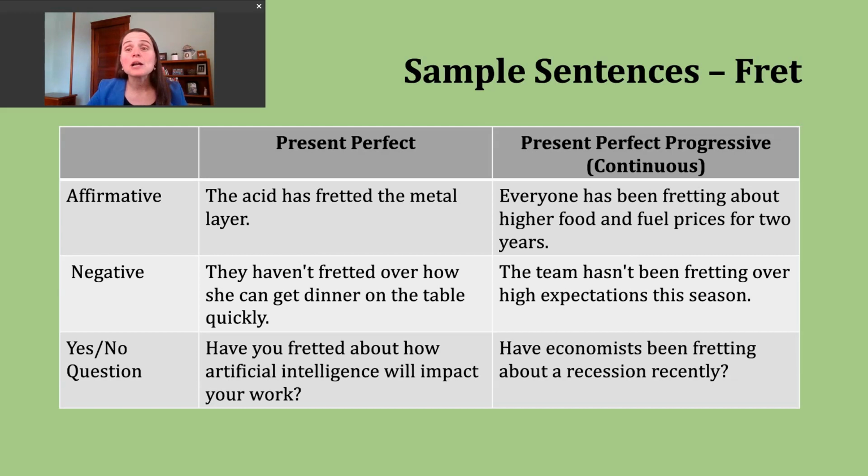Now let's move on and talk about negative present perfect progressive sentences. To do this, again, I start with my subject and I pay attention to it because I'm going to use either have or has next, then not, then the participle been, and then the ing form the verb. You might also hear those same contractions we talked about earlier. I've used one in this example. The team hasn't been fretting over high expectations this season.